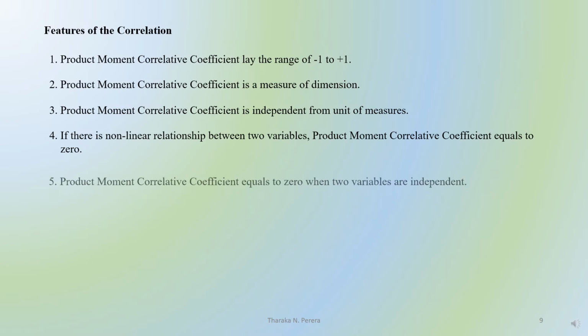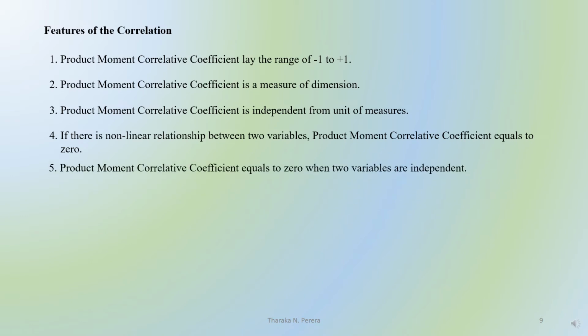And the product moment correlation coefficient equals 0 when two variables are independent. But we can't conclude that two variables are independent when the product moment correlation coefficient equals 0. There may be other reasons for the 0 value of the product moment correlation coefficient. We can say only that the product moment correlation coefficient equals 0 when two variables are independent.